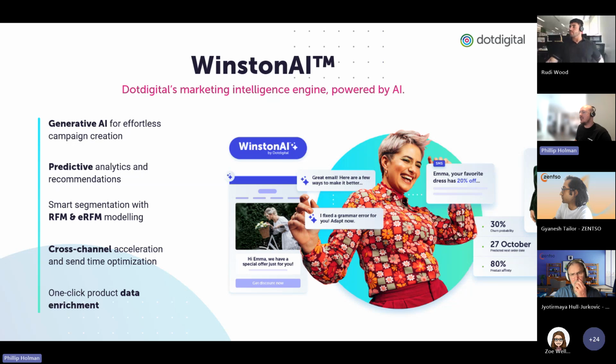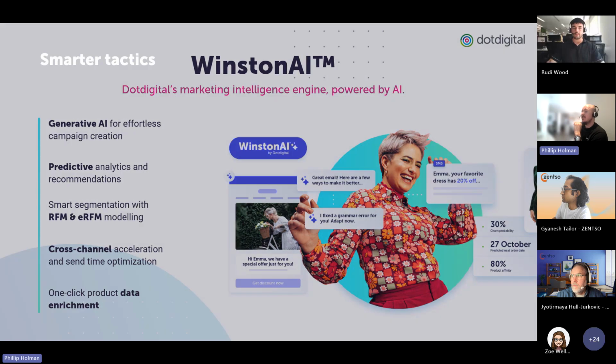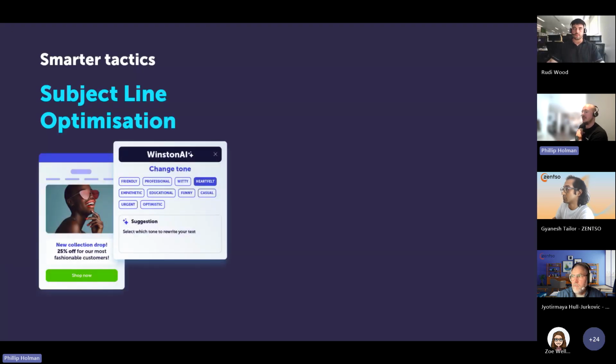The predictive analytics and recommendations that we can use are all AI powered. The segmentation, the RFM, the ERFM, it's all AI powered, and the cross-channel send time optimization as well, when we talked about sending an email to somebody when they're most likely to open it. So quite a lot of tools with AI that you could start utilizing within our platform, or you could obviously use Microsoft tools like Copilot as well. It doesn't need to be within your actual marketing automation tool. You can still utilize AI there too. And just a couple of my favorite tools that you could do, which doesn't necessarily have to be Dot Digital, but it could be subject line optimization, so split testing and starting to use AI to suggest different subject lines.